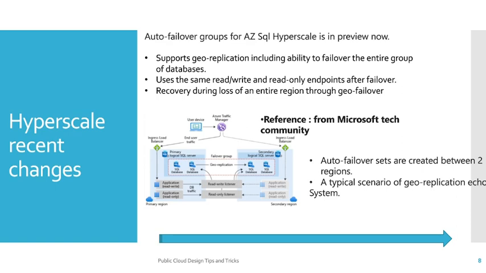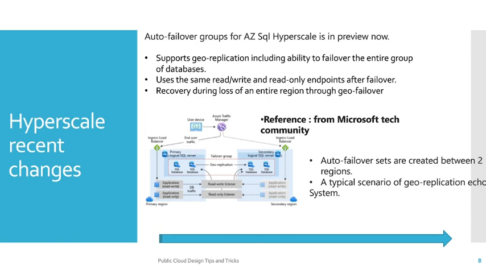Now let's try to understand the new feature of the Hyperscale database, known as Auto-Failover Groups. As the name suggests, the system will automatically redirect from your primary to your secondary database. It supports geo-replication, including the ability to fail over an entire group of databases. As you can see here, when you enable Auto-Failover groups and add multiple databases inside it, the databases can be in one region or in another region.